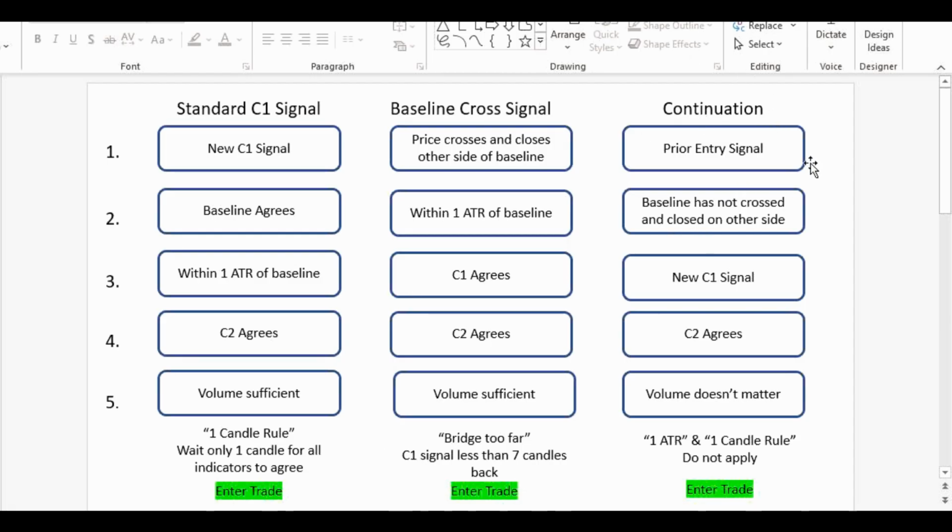So we had a prior signal. Price never did cross the baseline. We get a new C1 signal. Our C2 agrees, and in this case, volume doesn't matter. So let's go back and look at it again.